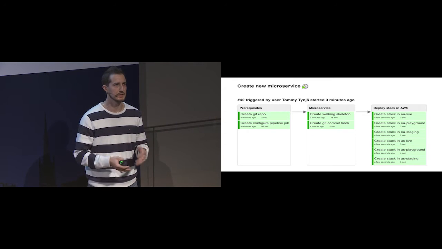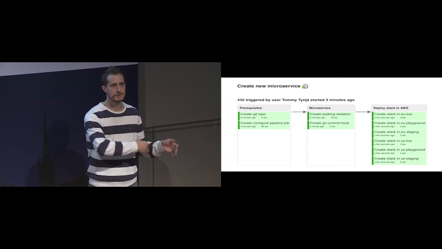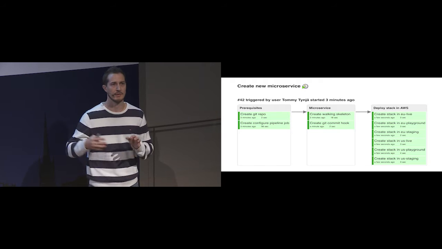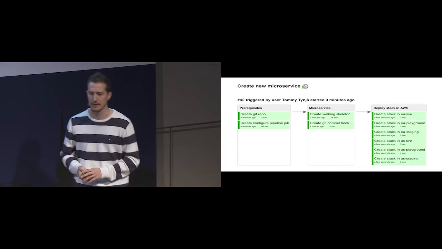We use Bitbucket. We use the REST API in Bitbucket to create the repositories, create the necessary commit hooks that we want to have. We allocate the resources we're going to need in Amazon because we use AWS, and so on.